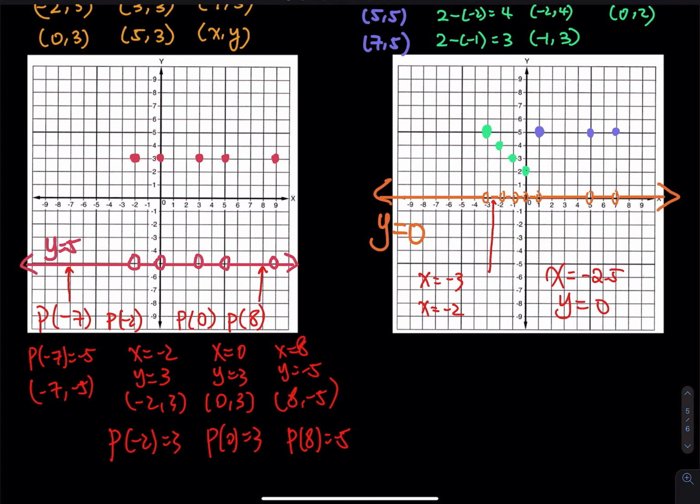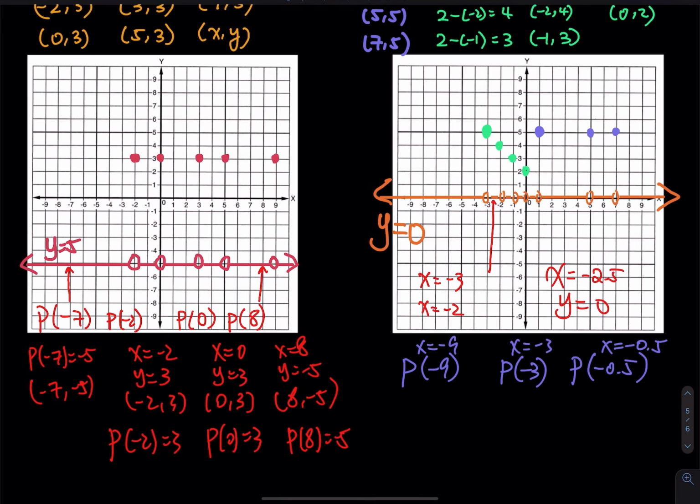How about the other one? Let's try this. How about p of -9, and then p of -3, and then p of -0.5. Let's try these three first. When x equals -9, x equals -3, x equals -0.5. So when x equals -9, we have a point on the orange line, y equals 0. So p of -9 equals 0.